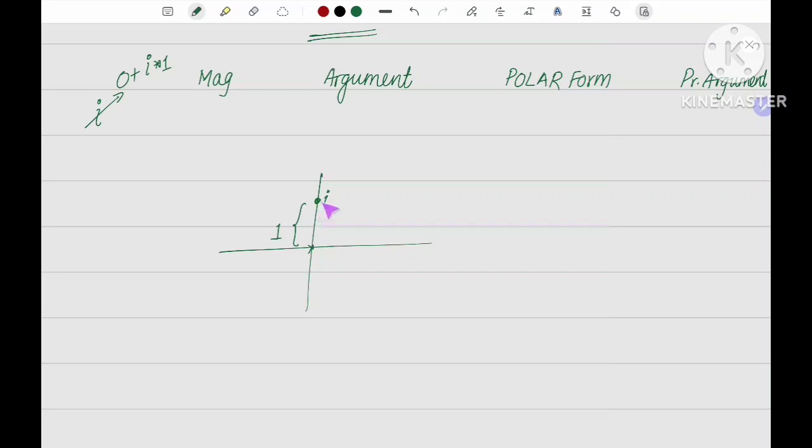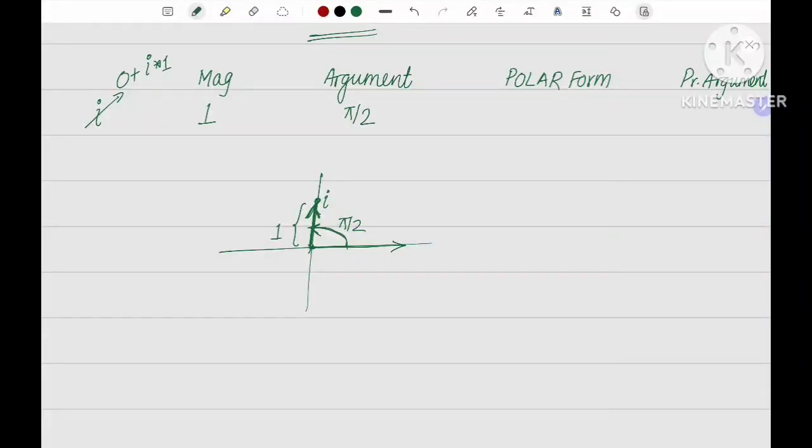Magnitude is the distance of that point from the origin, which is 1. Okay, what is the argument? The vector joining that complex number, the angle of that vector from the positive real axis. So this is the argument. How much is this? Pi by 2.